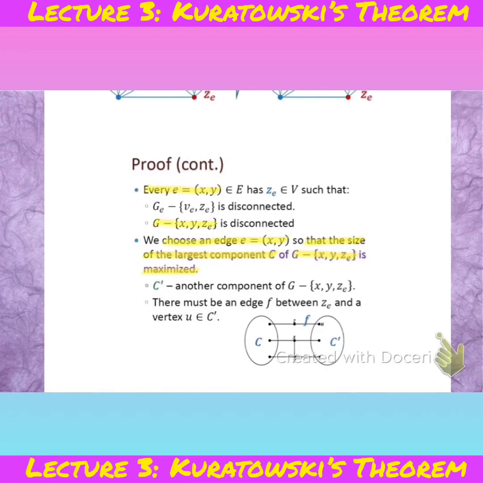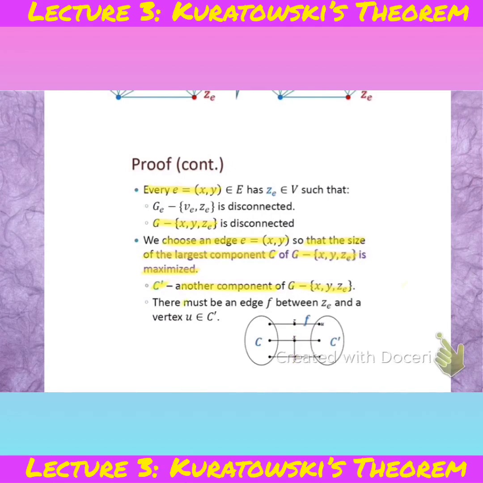Okay, so now we have this largest component C, and we just let C prime be another component of the graph G minus X, Y, Z_E. Now they've given you a sketch here. There you have that vertex Z subscript E, and there you've got the remaining two vertices in the cut set.